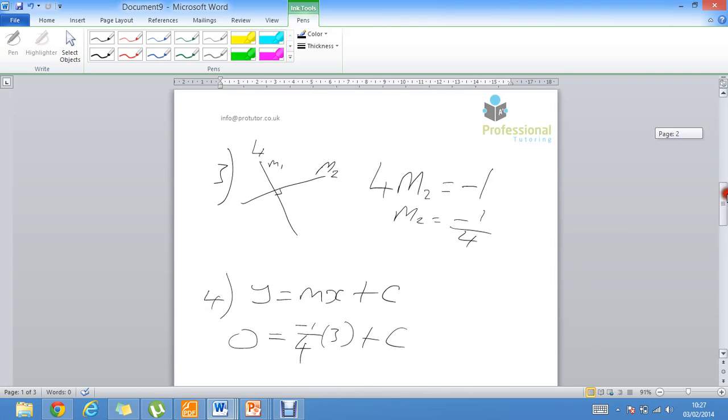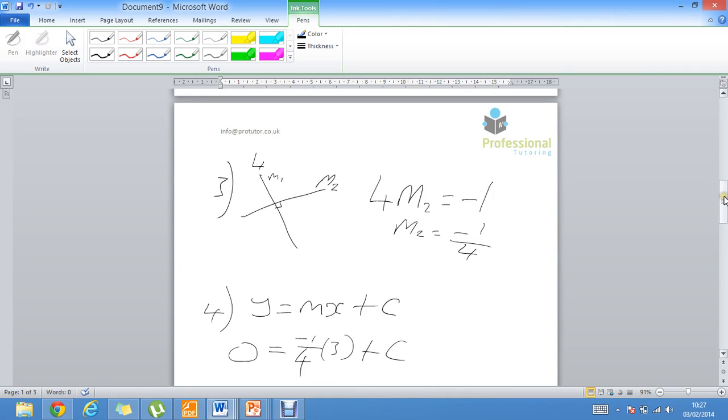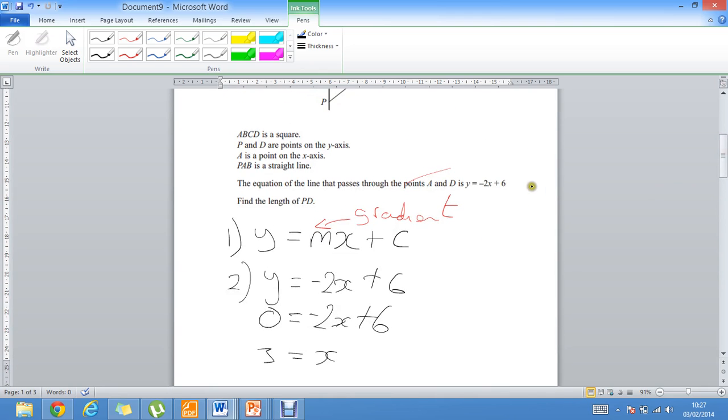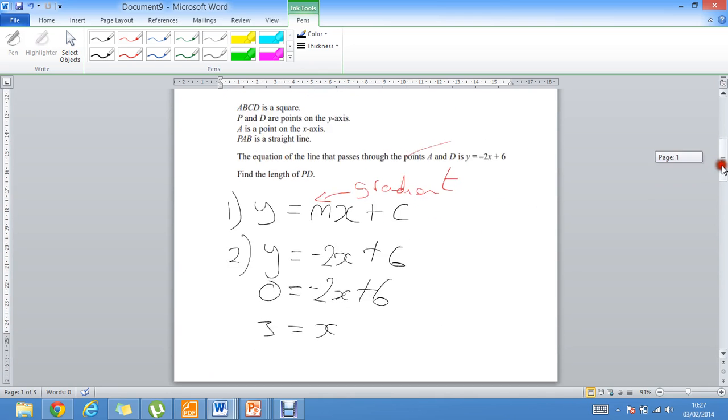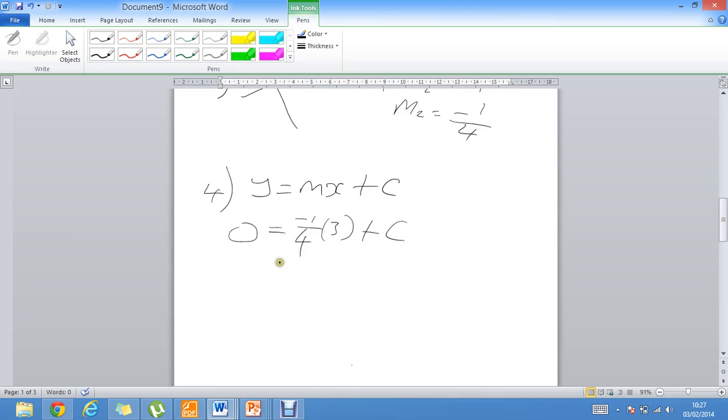Then perpendicular lines, the product of the gradients is always equal to minus 1. Now we've got the gradient for this line is -2. Okay, so that should give you a bit of a clue. And then lastly, put your values in.